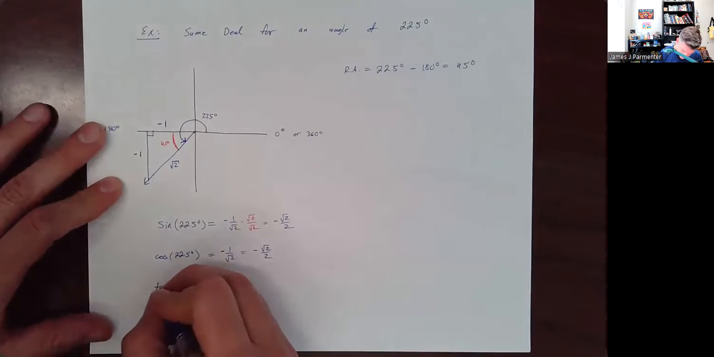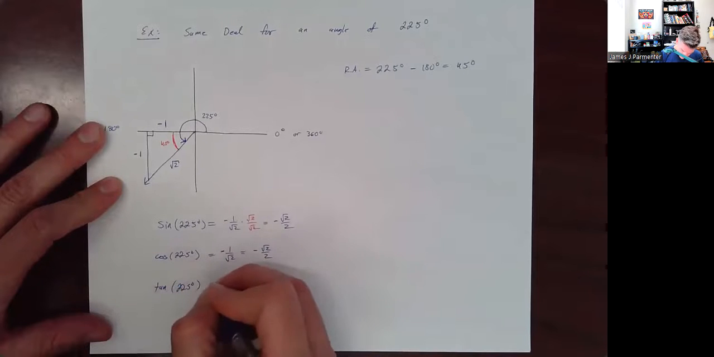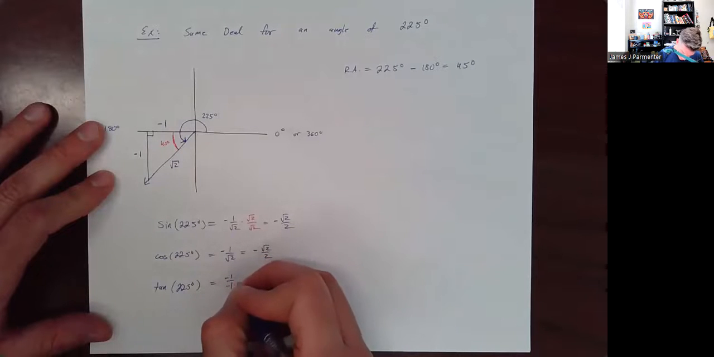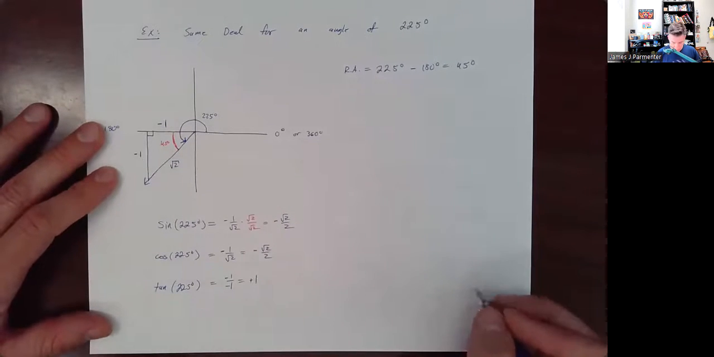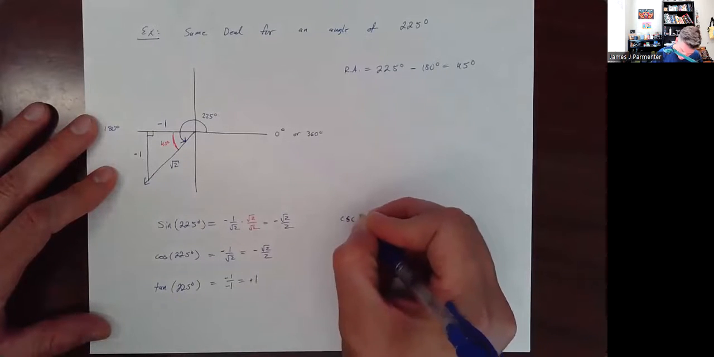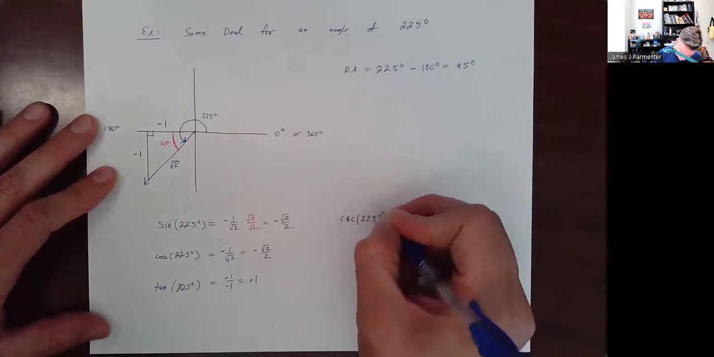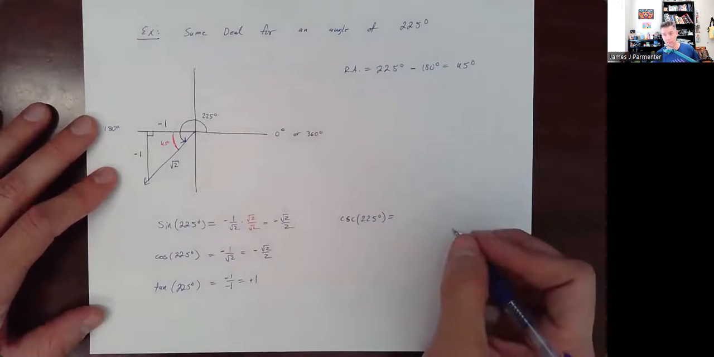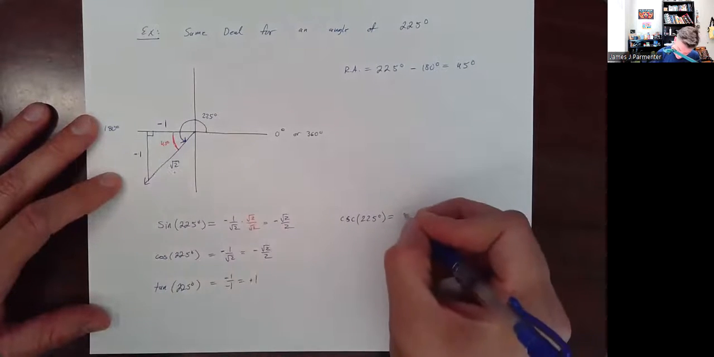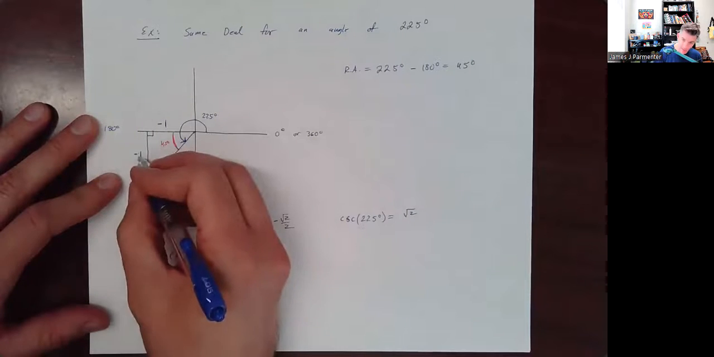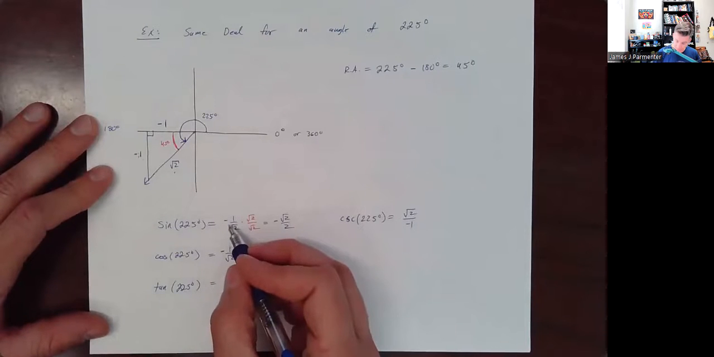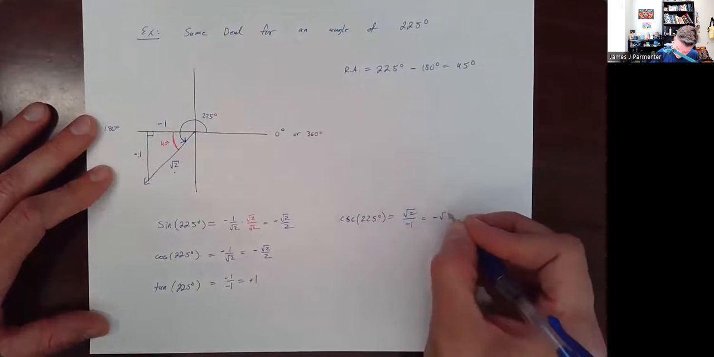And then we have tangent of 225 degrees, and that's equal to negative 1 over negative 1, which is positive 1. And then for the rest of them, usual process. You're just flipping things over. So I could say, if I really wanted to think more about it, cosecant of 225 degrees is hypotenuse over opposite. So it'd be root 2 over negative 1. Negative 1 here is the opposite of 45 degrees. But really what I'm doing is I'm saying it's the reciprocal of this. And then root 2 over negative 1 is just negative root 2.